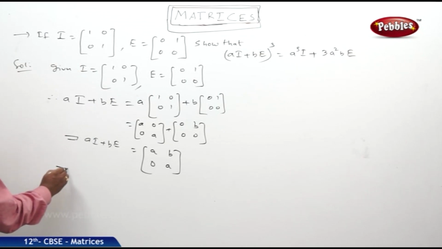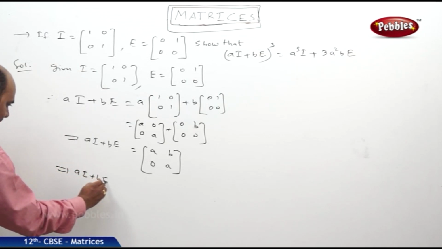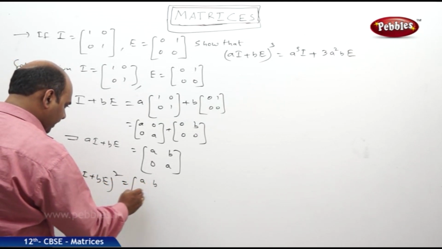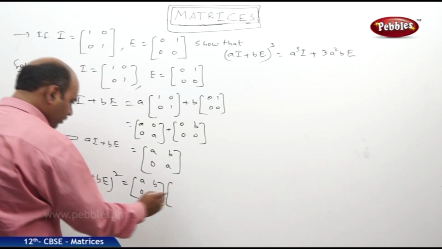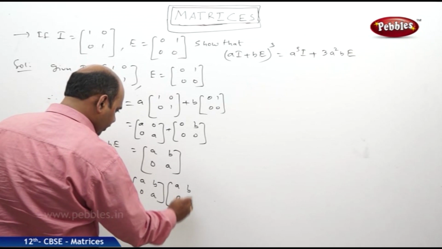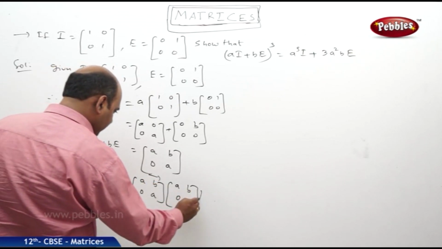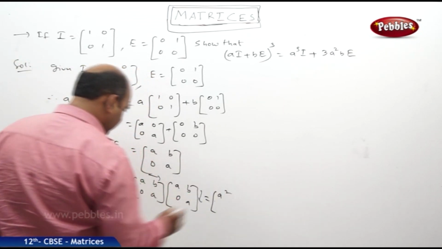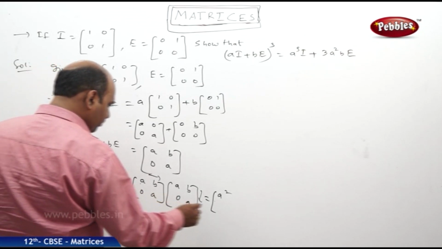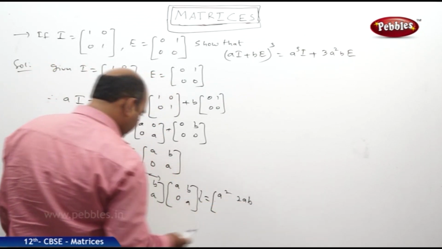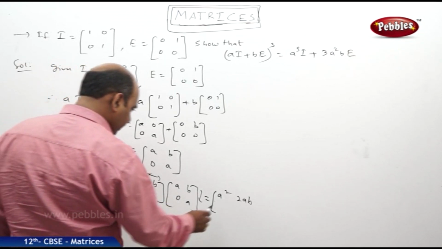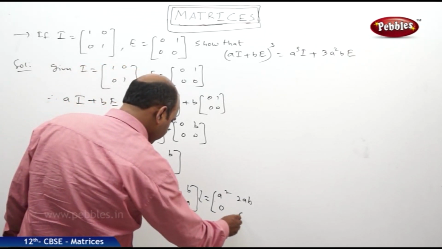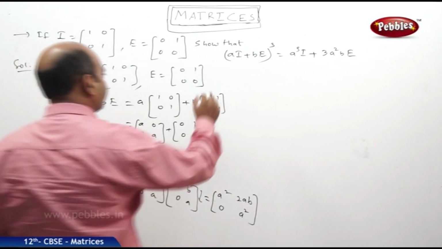Now later I will be finding out (AI plus BE) whole square. (AI plus BE) whole square means [A B; 0 A] into [A B; 0 A]. So finally, A into A will be A square. A into B plus B into A becomes 2AB. 0 into A plus A into 0 will become 0, and 0 into B plus A into A will become A square.